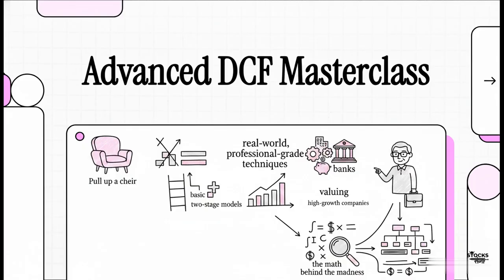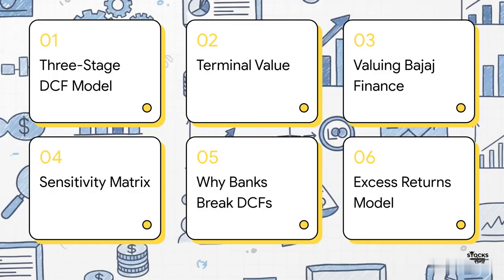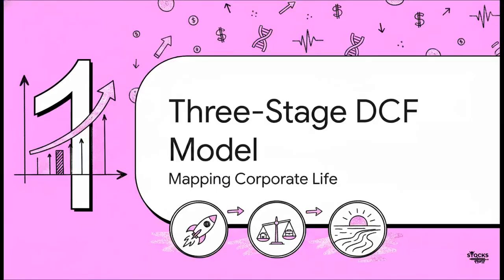In today's explainer, we're going to look closely at the math behind the madness. Here's the game plan for our masterclass today. We'll start by building out a three-stage model, then we'll lock down terminal values and run a real-world case study on Bajaj Finance. After that, we'll map out a sensitivity matrix, and finally, we're going to tackle exactly why traditional DCFs completely fail with banks using HDFC Bank as our capstone. Let's dive right in. Section 1.